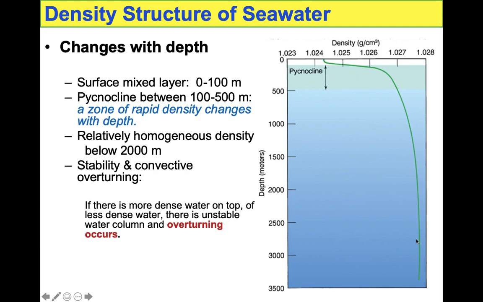And by the time we get to about 2,000 meters, we see that after 2,000 meters, all the way down to the bottom of the oceans, as much as 4,000 or 5,000 meters, basically there's no density change at all. You see that vertical line going down, indicating that there is no density change. So the density is relatively homogeneous all the way to the bottom of the ocean after we pass through the 2,000 meter depth in the oceans.